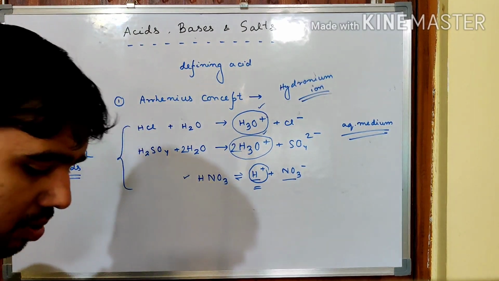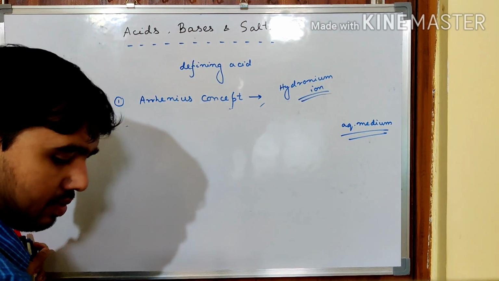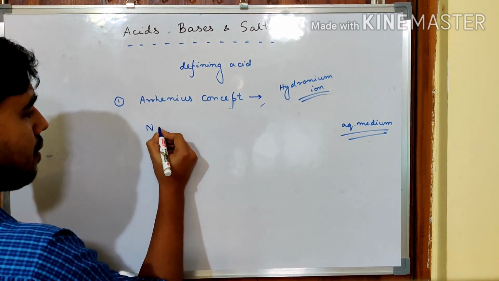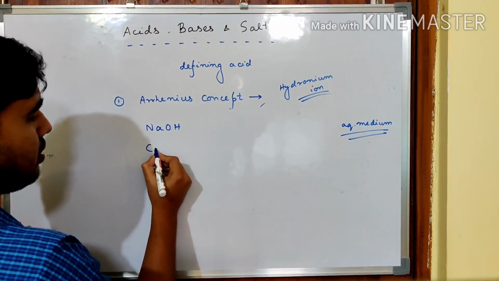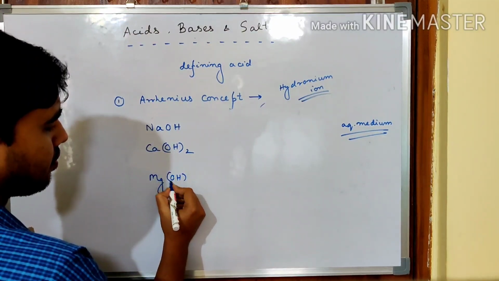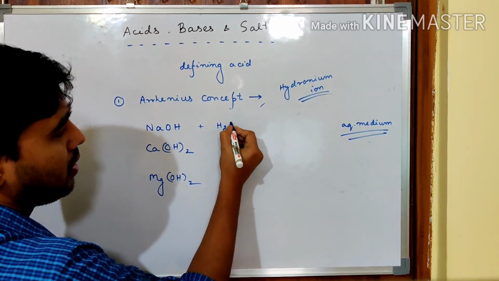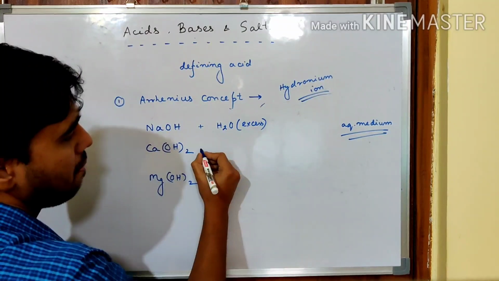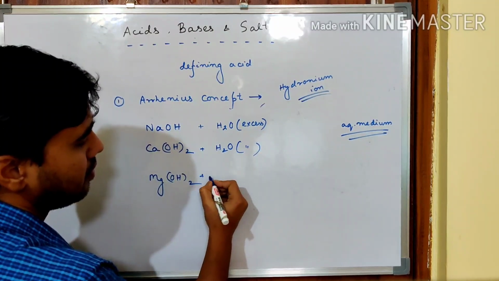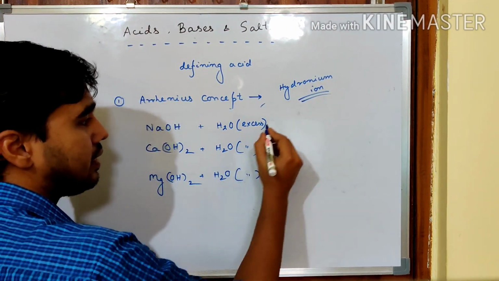Now let us see the case of the bases. We note it down. Now let us talk about the bases. Very well-known bases are sodium hydroxide, calcium hydroxide, or magnesium hydroxide. If you add water in excess everywhere, that means if you prepare their aqueous medium, they are going to dissociate.